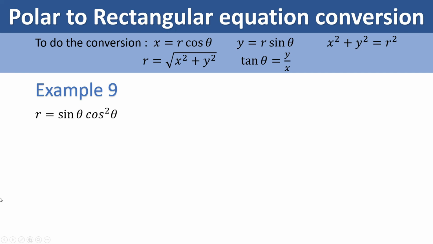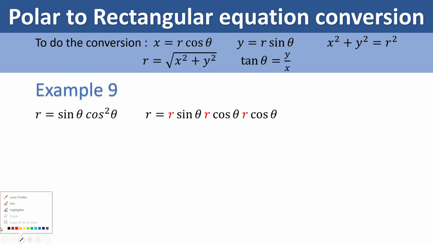Now we're going to do the last example. Example 9 is r sine theta cosine squared theta. In this example I need 1r here and 2r here, because cosine squared theta is cosine theta times cosine theta, two cosines multiplied.